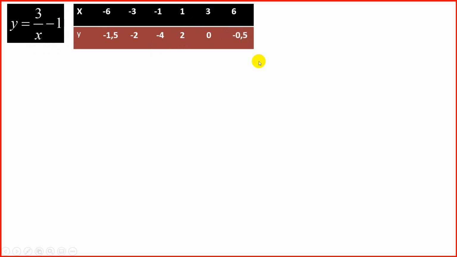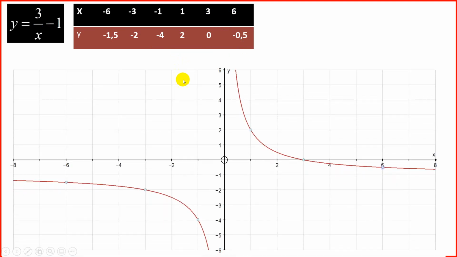We are now ready to draw and plot this graph. So to save time, this is what our graph is going to look like. The first thing you should have done is draw your asymptote at minus 1. This negative 1 represents your new asymptote. The graph is shifted 1 unit down. And here are our points: minus 6, minus 1.5; minus 3, minus 2; minus 1, minus 4. And on the positive side of the x-axis, we have 1, 2; 3, 0; and 6, minus 0.5.